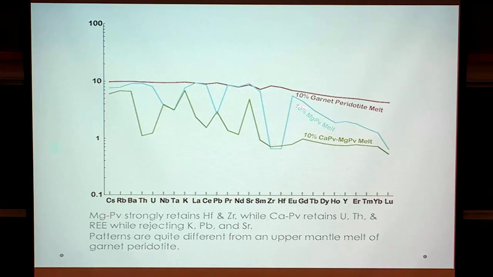So, if I take my batch melting model, I take a 10% garnet peridotite melt, and I get that pattern. Pretty smooth. Of course, that's because we've ordered these things based on how they partition from basically things like garnet peridotite. Well, I take 10% of magnesium perovskite melt, I get that blue pattern. If I take a 10% melt of a mixture of approximately 1 to 10 calcium perovskite to magnesium perovskite, I get this pattern.